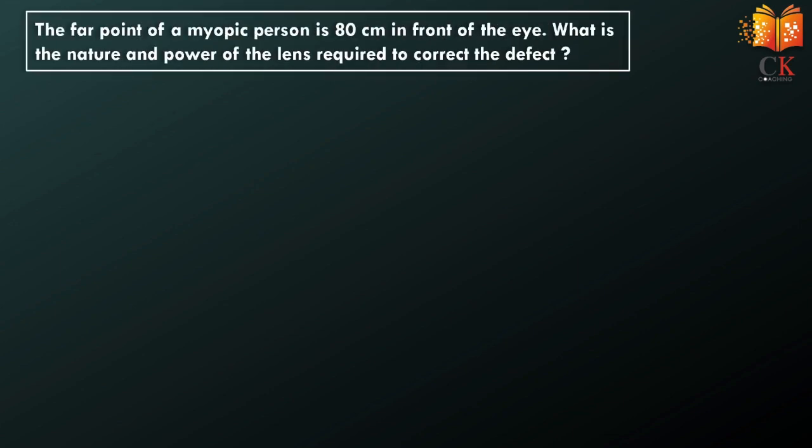Whenever a question comes for myopia, we will be using u as infinity, and the far point of a myopic eye we will take as v. So we'll see the numerical so that we understand.